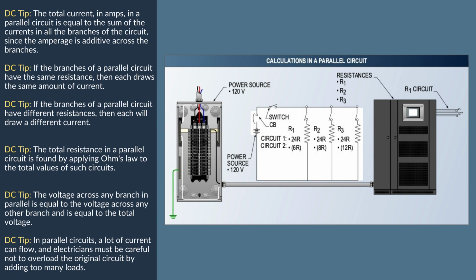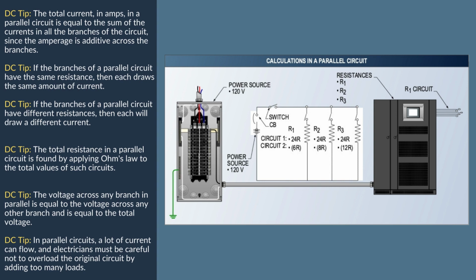In step 1, finding amps in each resistance, IT, the total amperage, equals ET, the total voltage, divided by RT, the total resistance. Based on this formula, IT equals 120 volts divided by 8 ohms, which equals 15 amps. In step 2, finding total amps, A, the amperage, equals 5 amps multiplied by 3, which equals 15 amps. Therefore, the total amps is equal to 15 amps.